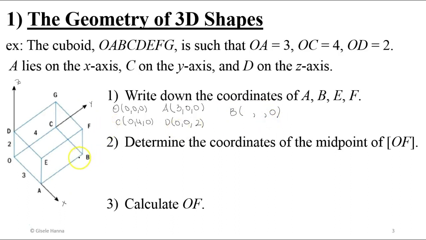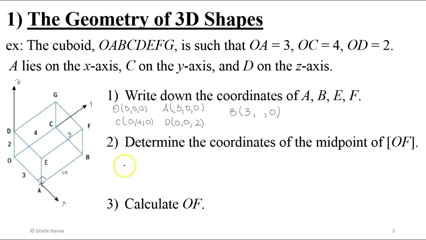Now, as you can see, this being a rectangle at the bottom, it means that B is in fact 4 units away from point A and 3 units away from point C, which means that over here, B and A have the same abscissa. So over here, the abscissa of B is 3.